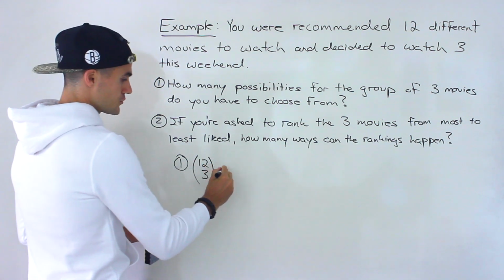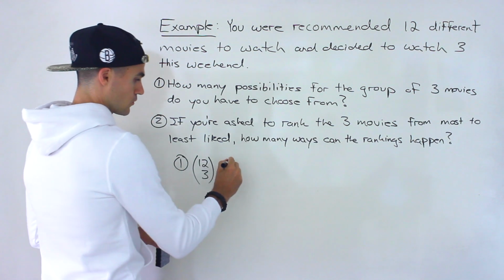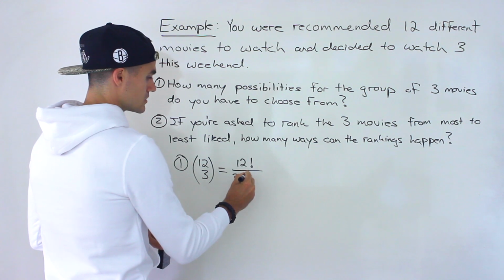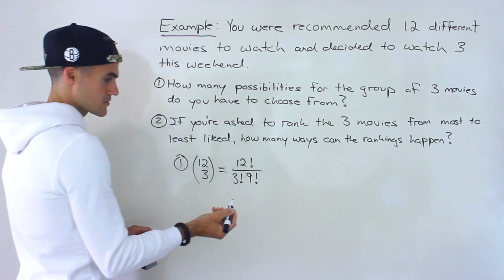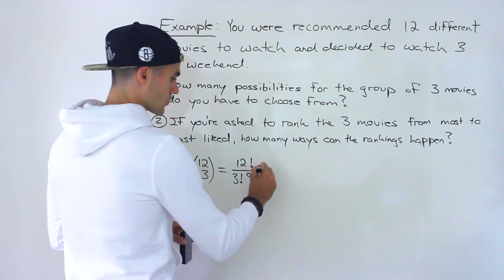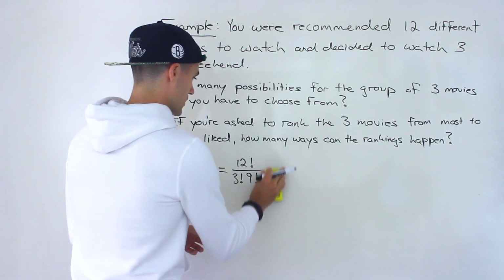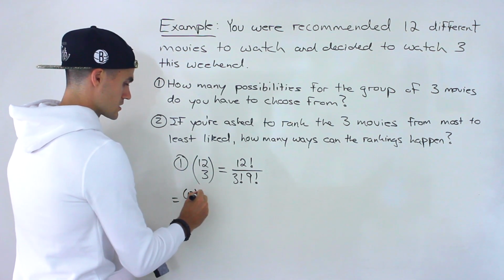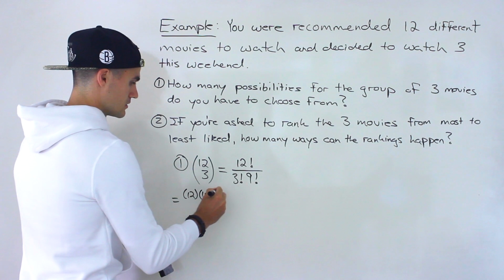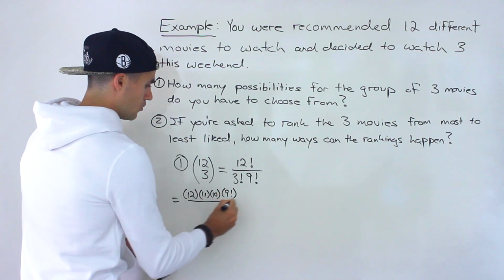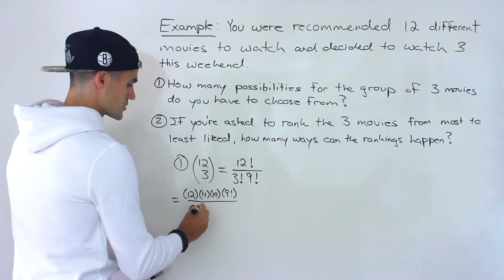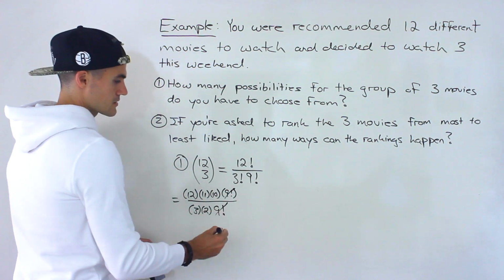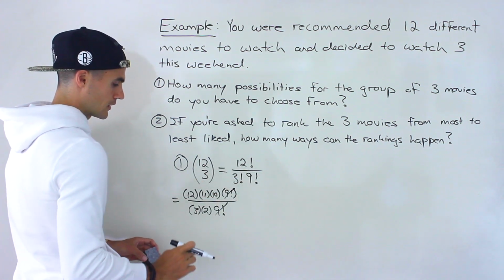So 12 choose 3, if we were to work with this, this would be 12 factorial over 3 factorial times 9 factorial, 12 minus 3. And then the 12 factorial, let me actually do it over here. It would be 12 times 11 times 10 times 9 factorial over the 3 factorial, which is 3 times 2 times 1. The 1 we don't have to write, and then the 9 factorial, notice those would cancel out. That's why I took the 12 factorial and rewrote it like that.